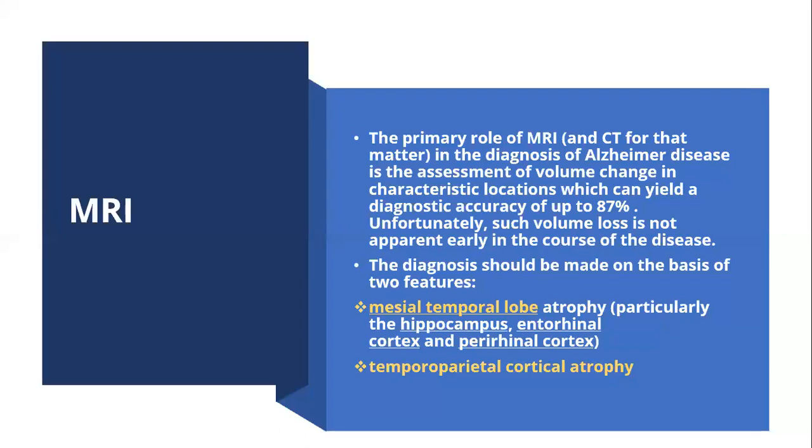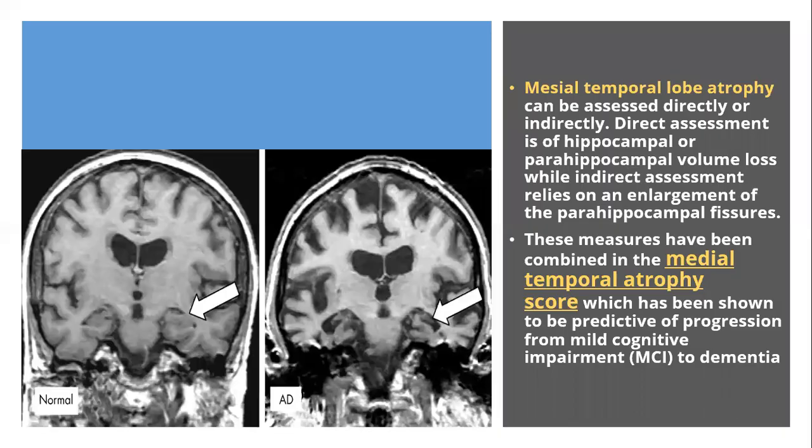MRI. The primary role of MRI and CT for that matter in the diagnosis of Alzheimer's disease is the assessment of volume change in characteristic location, which can yield a diagnostic accuracy of up to 87%. Unfortunately, such volume loss is not apparent early in the course of the disease. The diagnosis should be made on the basis of two features: mesial temporal lobe atrophy, particularly hippocampus, entorhinal cortex, perirhinal cortex, and temporoparietal cortical atrophy. Mesial temporal lobe atrophy can be assessed either directly or indirectly.